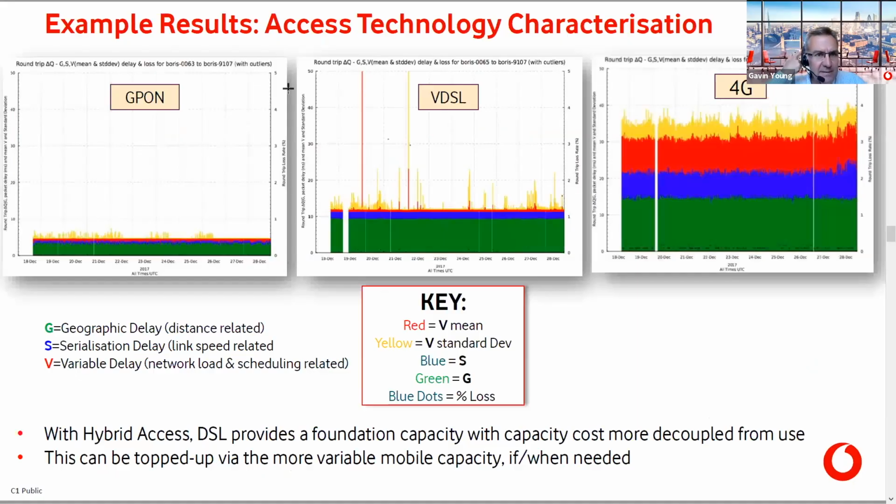And so just a few simple examples here. This is showing the differences between PON, VDSL, and 4G fixed wireless access technologies, where the green is the G component, the blue is the S component, the serialization delay, and then the red and the yellow are the mean and standard deviation of the variable element there. And obviously you see the GPON there with a nice, tight, reasonably consistent performance, and increasing variability as you go from VDSL to 4G.